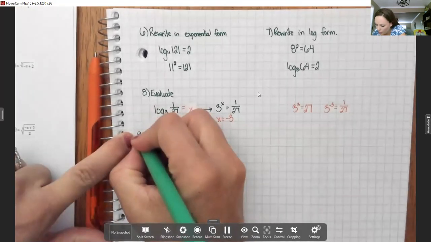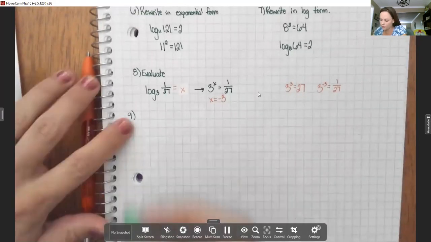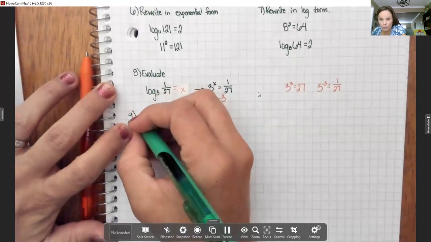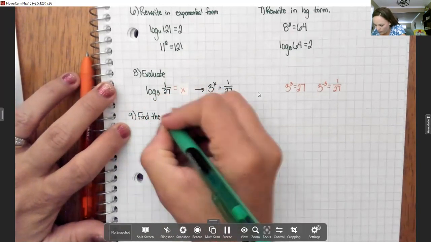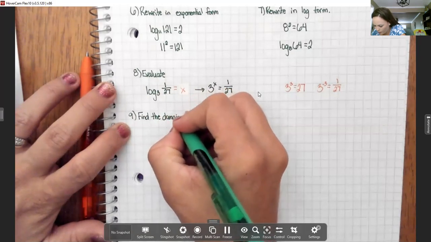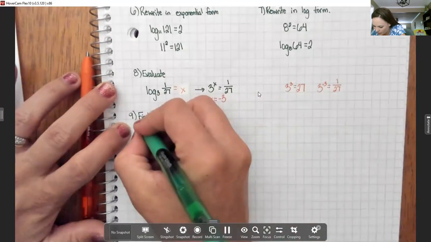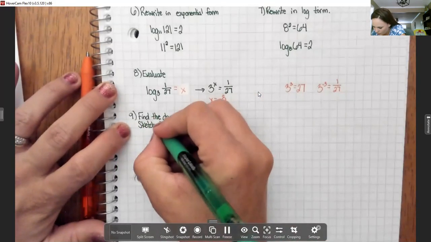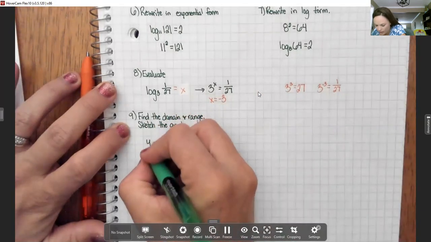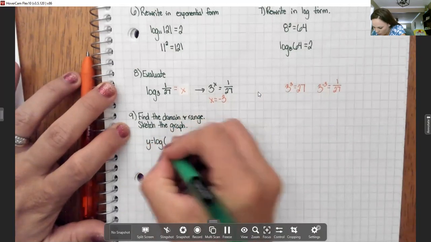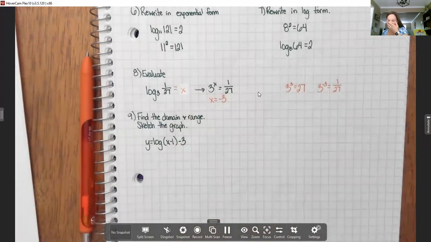All right. Two more. Find the domain and range and sketch the graph. And the equation here is y equals log of x minus 1 minus 3.